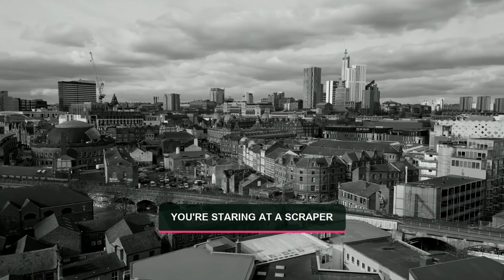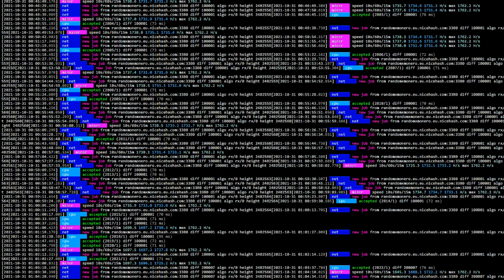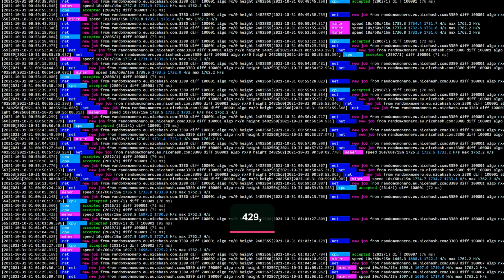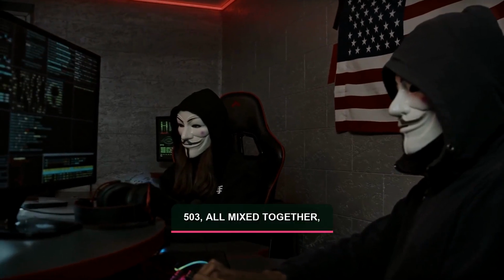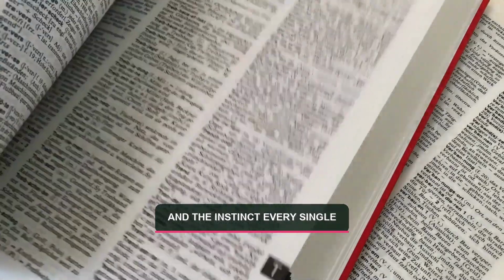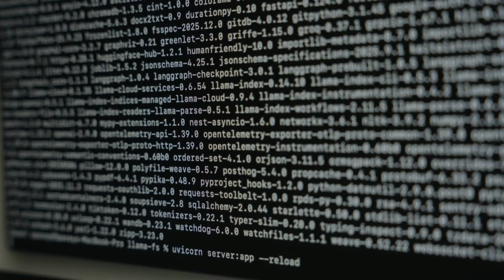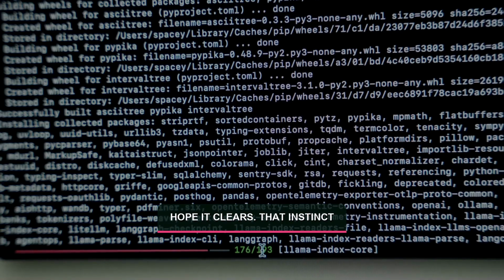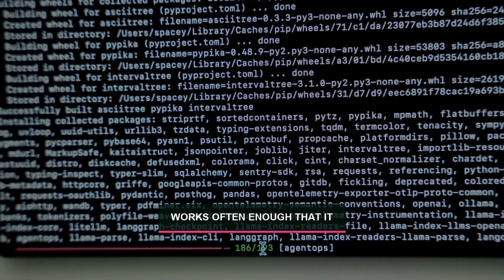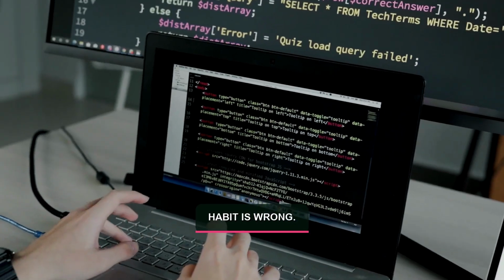You are staring at a scraper log and it's a wall of red. 403, 429, 503, all mixed together, and the instinct every single time is the same one. Rotate the proxy, hit retry, hope it clears. The instinct works often enough that it becomes a habit, and the habit is wrong.